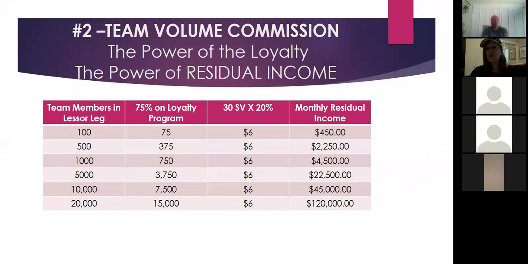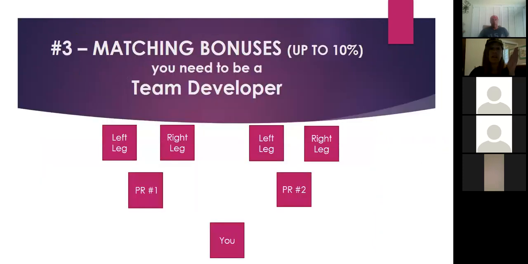You want to get up to $22,000 per month? That's 5,000 people on loyalty in your lesser leg. 75% of them is 3,750 at $6. That's $22,000 a month. So this gives you an idea of just the residual, just getting people on the loyalty.